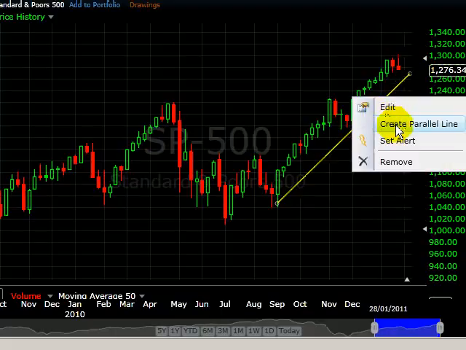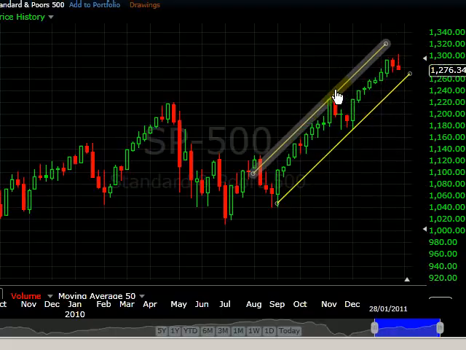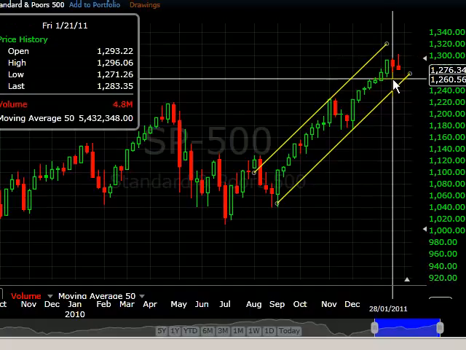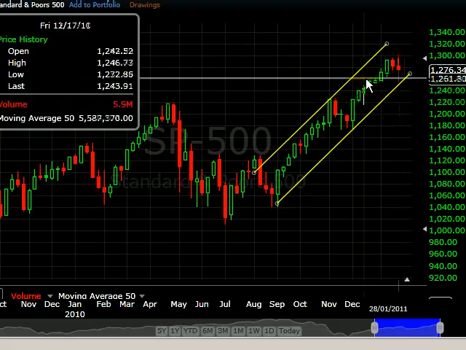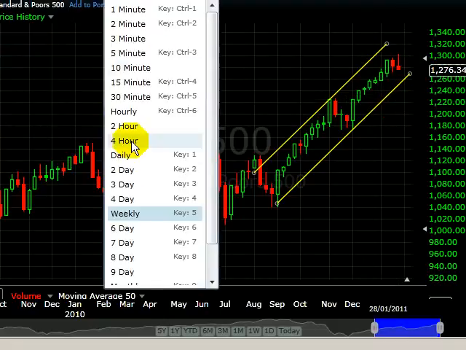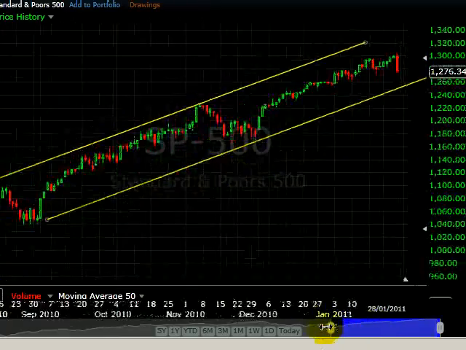Then I'm going to create another parallel trend line, and I'm simply going to create what I like to call a channel. A channel, simply like that. So to me, the S&P 500 is likely to at least get down to the bottom here, I believe, of 1260. I do believe the market's likely to get down to 1260. If you go back to the daily chart so we can see it a bit closer, you can see that's where it's at right now.